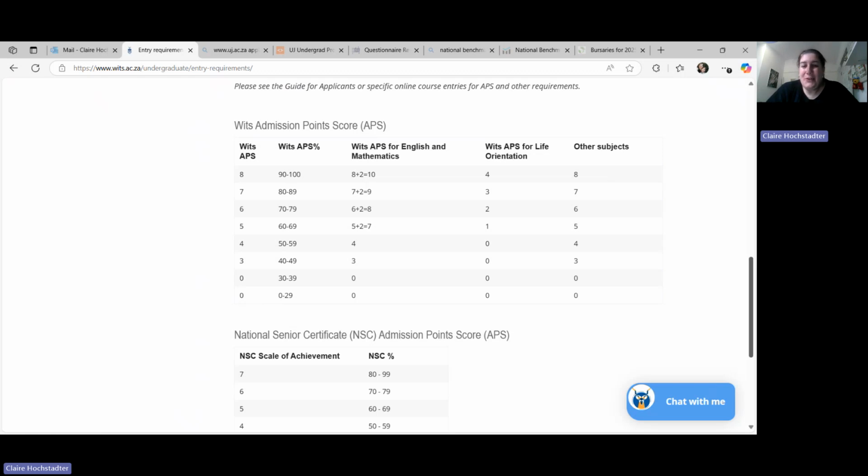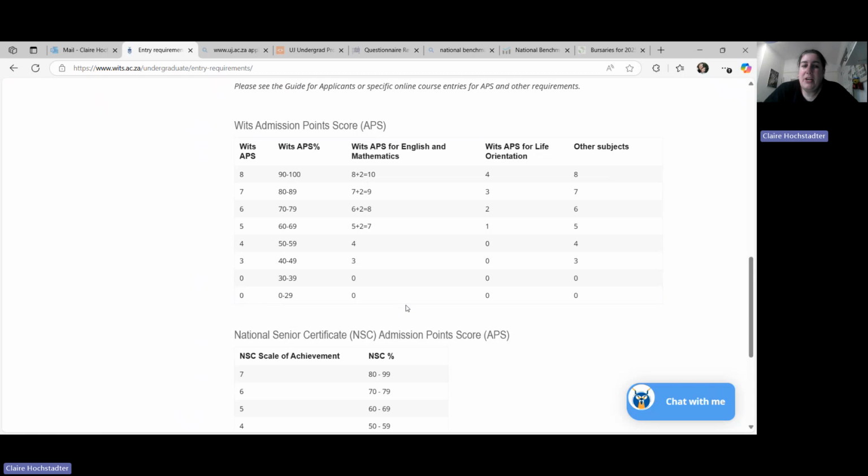So have a look at your English mark to begin with, your English home language, and you will see, looking only through column 2 and column 3, how many points you get. So if your English mark is between 0 and 29%, WITS will give you 0 points. 30 to 39 is 0. 40 to 49 is 3. 50 to 59 is 4.